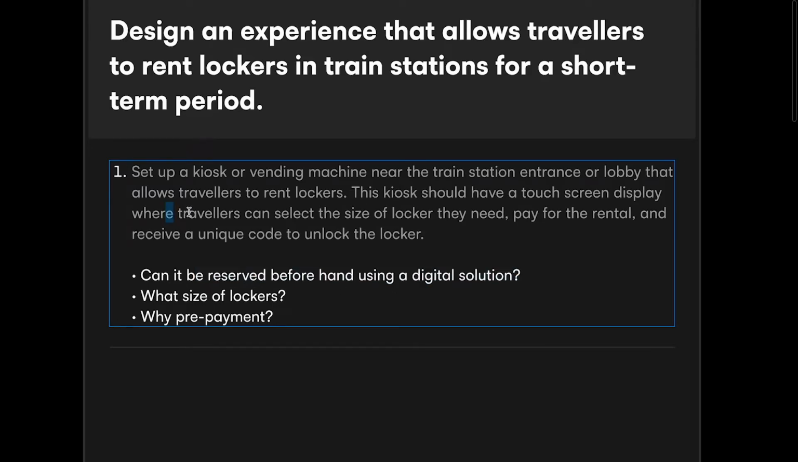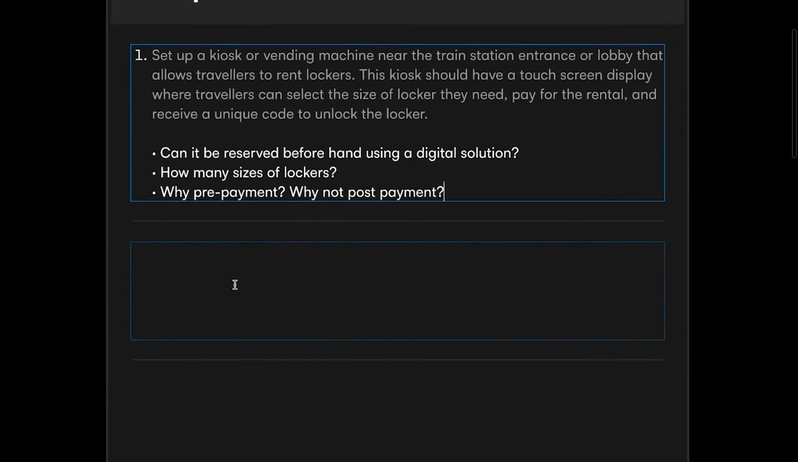Then it says that the travelers can select the size of the locker, right? So maybe I should ask the question, how many sizes of lockers should there be, right? I don't know. How do you make that decision? How many sizes, right? Then pay for the rental and receive a unique code, right? So why prepayment? Why not post payment, right? Why not after that, right? The thing is, we don't know the answers. It's just about asking the right questions, all right?